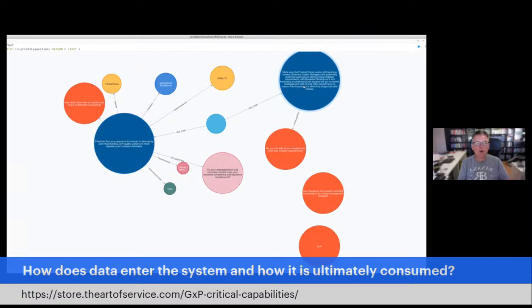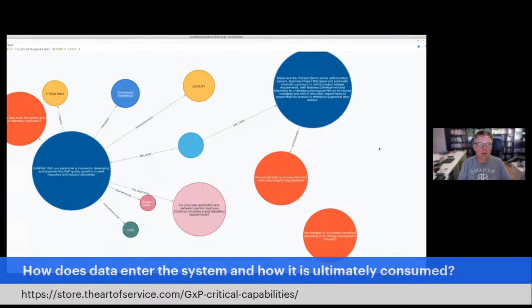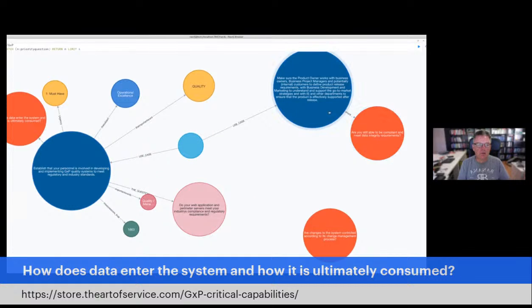Make sure the product owner works with business owners, let's zoom in a bit, business project managers, and potentially internal customers to define product release requirements, with business development and marketing to understand and support the go-to-market strategies, and with IS and other departments to ensure that the product is effectively supported after release. Well, there you have it. That's basically product management that you're doing here in a very organized way, and all the activities that need to be in place when you do product management to stay compliant and meet data integrity requirements.